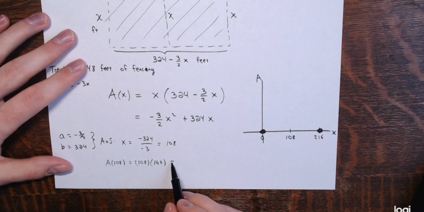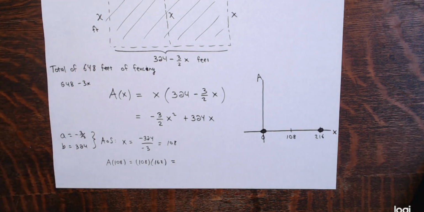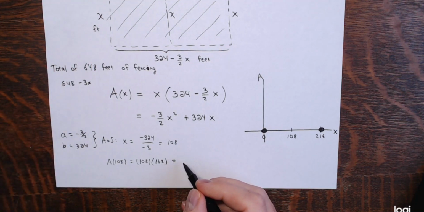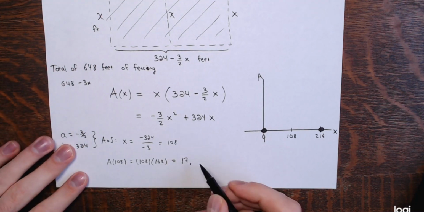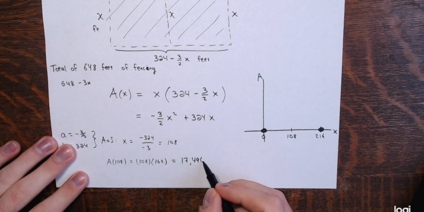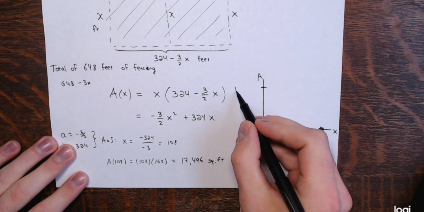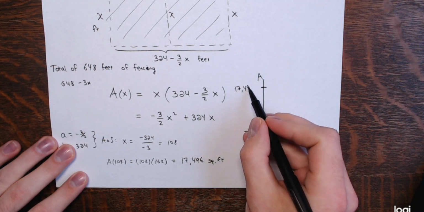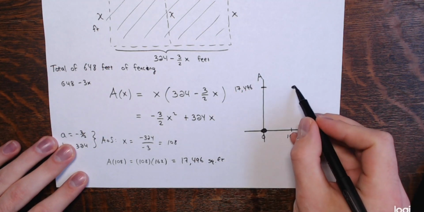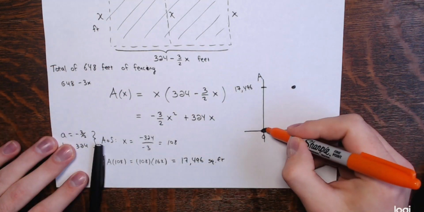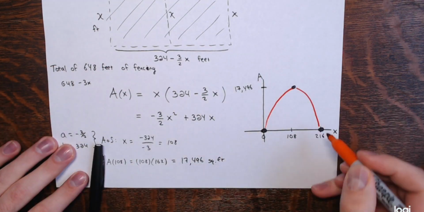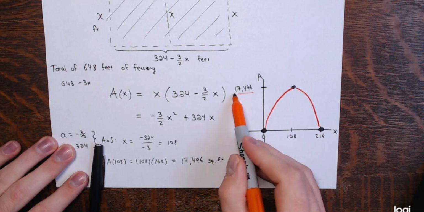Right? But if you were to multiply these, 108 times 162, let's see, 108 times 162, it's 17,496 square feet. Right? That would be the largest area this farmer could achieve. Like that, and then you have a parabola, right, like this. But the highest area possible is this, right?